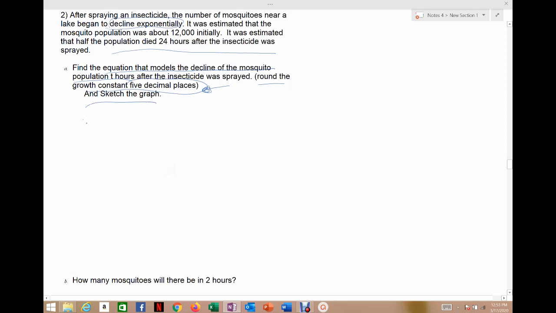Alright, so we know, and I'm going to use m this time, I'm going to be a little more creative. I'm going to use m of t to represent my mosquito population. M naught is how much we started out with, e raised to the k times time. So I know how much I started out with. My initial value was 12,000.